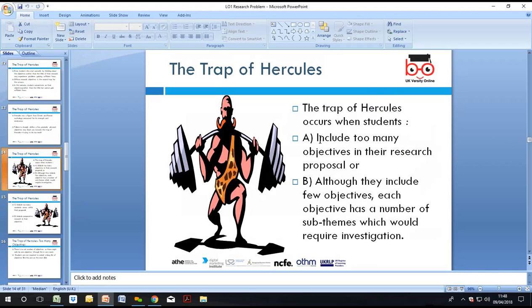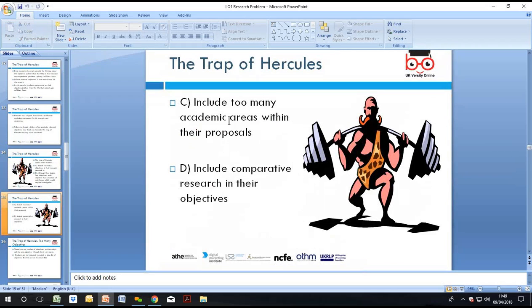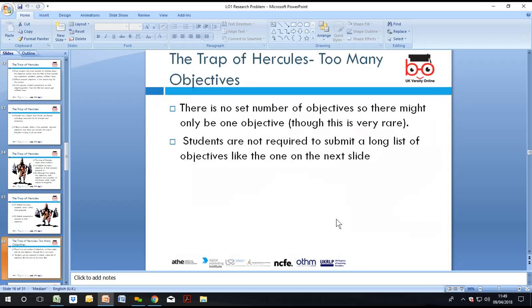Students include too many objectives. Although they include few objectives, each objective has a number of sub-themes which would require further investigation. They include too many academic areas with the proposals, or they include comparative research in their objectives. Comparative research is done after you have established what your objective is going to be. There are no set number of objectives, so there might only be one, although this is very rare. Students are not required to submit a long list of objectives like the one on the next slide.